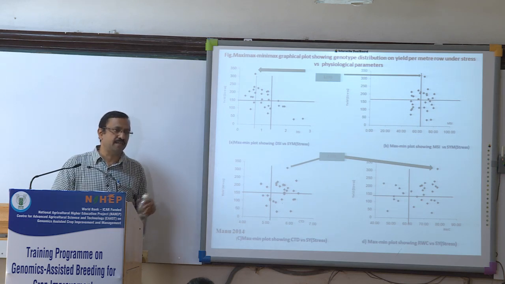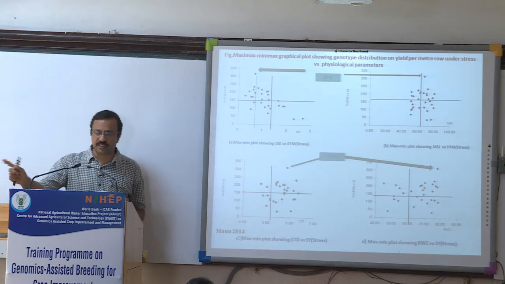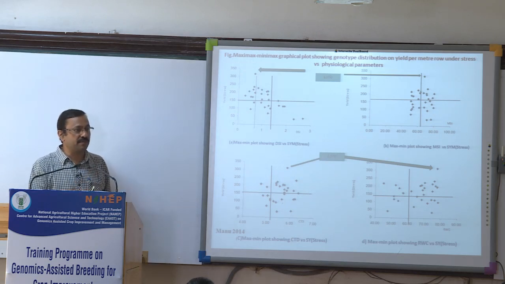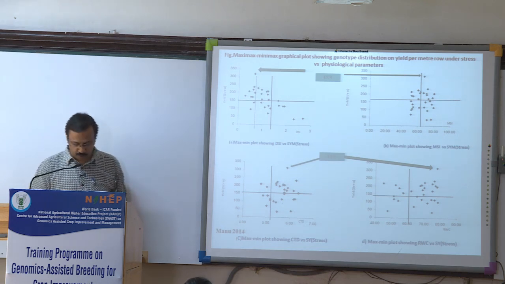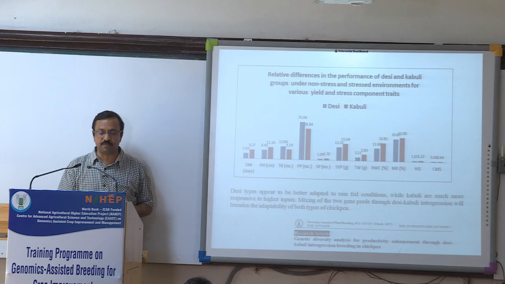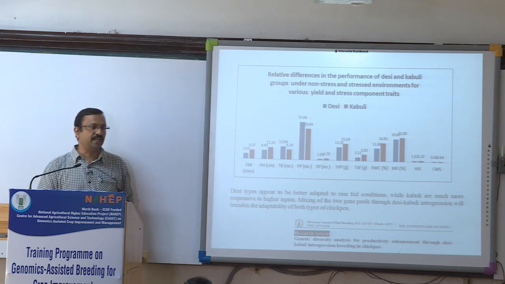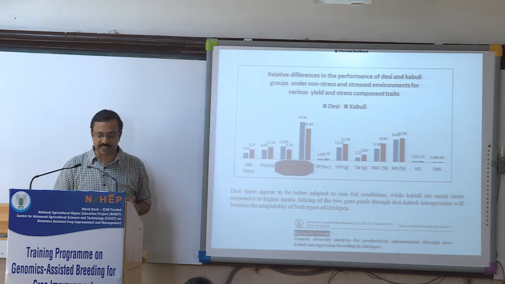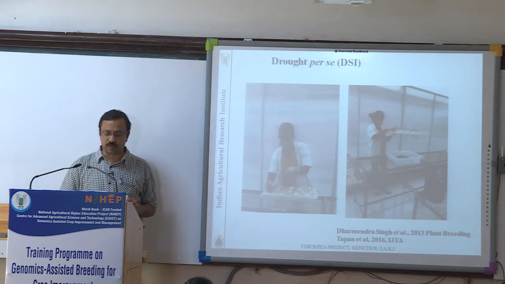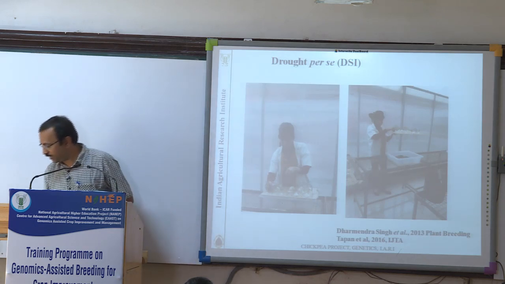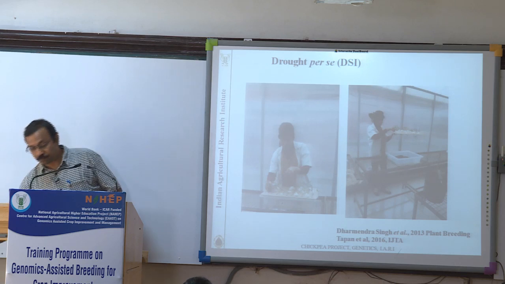I do not know whether that is coming from root or from leaf or from stem. What I want is that the plant should yield better under drought conditions. So the drought susceptibility index plays a major role, and of course there are relative differences in the groups per se. And then what we started looking at is, can we actually evaluate for this drought per se?